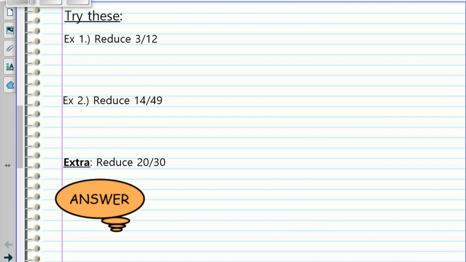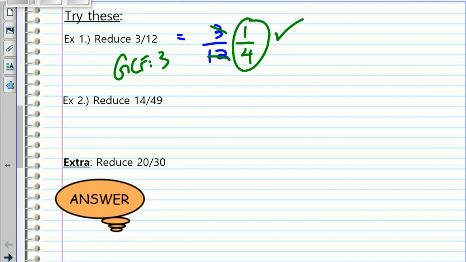All right. Welcome back. So let's reduce 3 over 12. The greatest common factor is 3. So 3 goes into 3 once, 3 goes into 12 4 times, and there you go. 1/4.